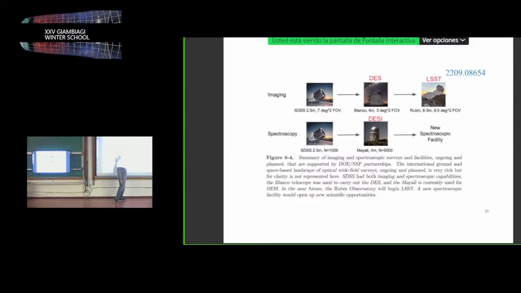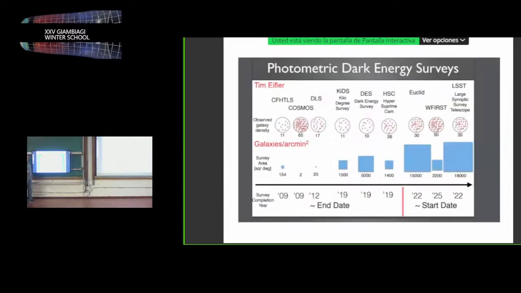And then there are some plans for a new spectroscopic facility after DESI. Again, these things take 20 years to be built, so you really have to plan way in advance what you want to do. And the way to decide is through the community. It's community-based, they have input from the community, etc., in the US. And this is more of an answer to your question, I think.